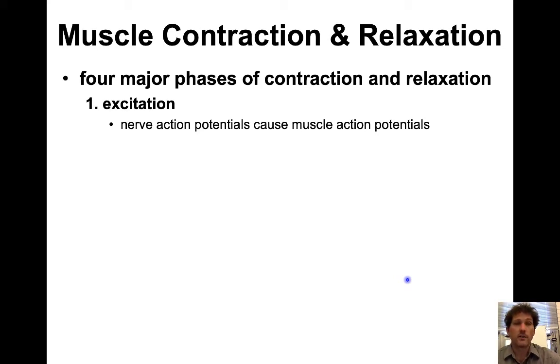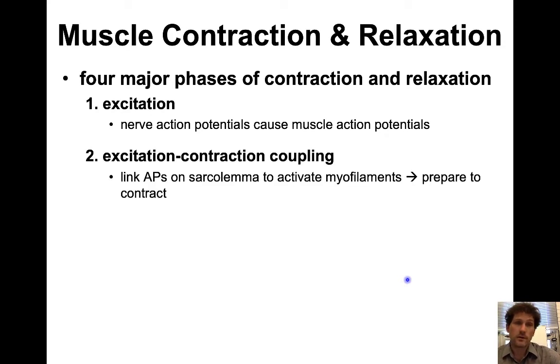Basically our nerve action potentials are going to cause or stimulate action potentials in our muscles. Okay, so that should be expected, right? We learned about that with our neurons stimulating an action potential in another neuron if it's excitatory. Our second phase is the excitation contraction coupling. So here we're exciting and we're going to start contracting.